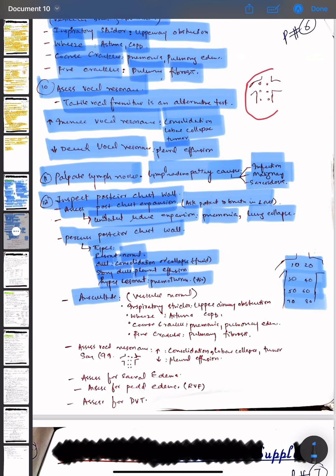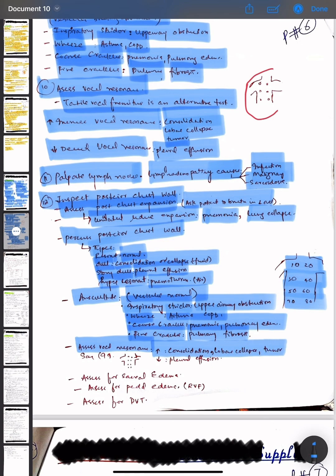On auscultation, the vesicular breathing is the normal breathing. If the inspiratory stridor is present, then it is upper airway obstruction. If the wheeze is present, then it is asthma or COPD. If coarse crackles are present, then it is pneumonia or pulmonary edema. If fine crackles are present, then it is pulmonary fibrosis. So we have performed the percussion and auscultation. Then we will assess the vocal resonance. If the vocal resonance is increased, consolidation, lobar collapse or tumor is present. If the vocal resonance is decreased, then pleural effusion is present.